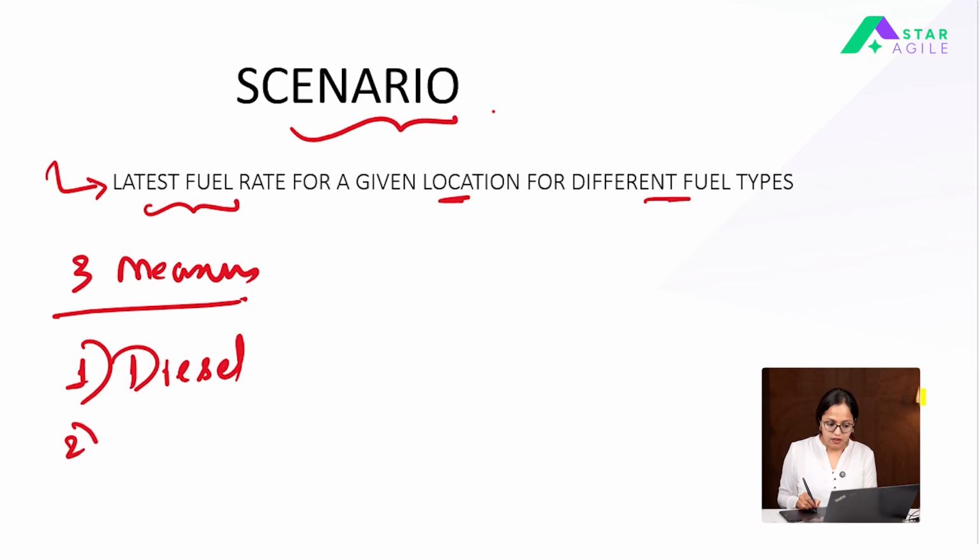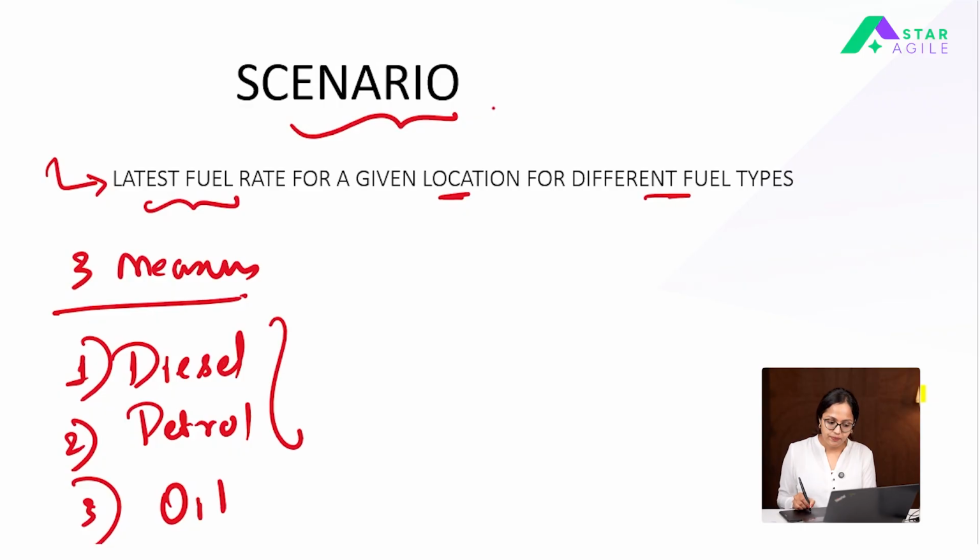Secondly, for the latest fuel rate for petrol. Third measure is for the latest fuel rate for oil, right? So you have to first create 3 measures because that is what they asked.